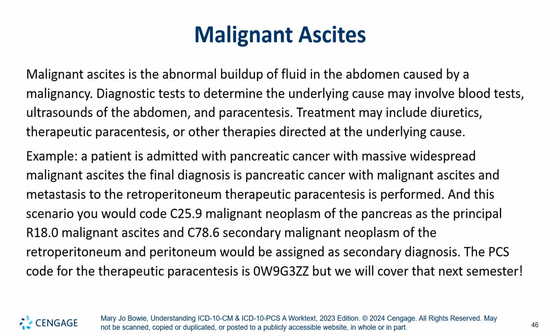Therapeutic paracentesis is performed. And in this scenario, you'd code your malignant neoplasm of the pancreas as your principal, your malignant ascites, which would be your R18.0, and then your secondary for the neoplasm of the retroperitoneum and peritoneum, code C78.6. And then your PCS code here for your therapeutic paracentesis would be 0W9G3ZZ, but we'll cover that next semester, so don't worry about those PCS codes just yet.